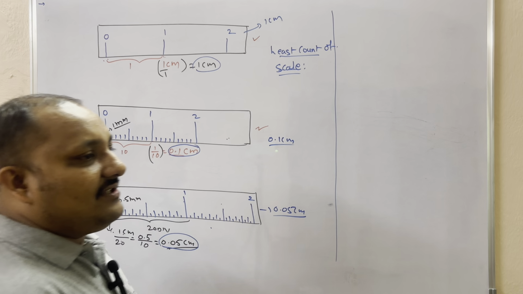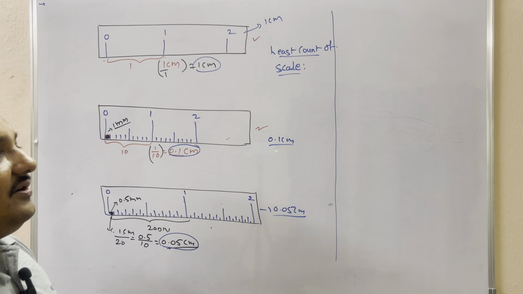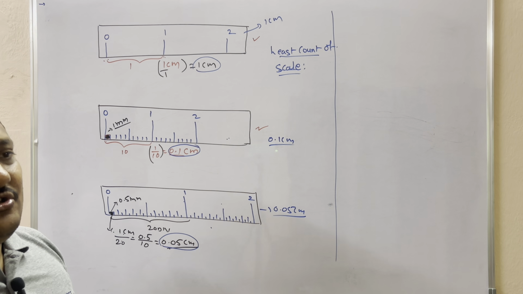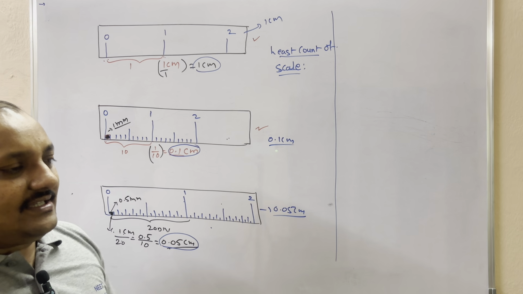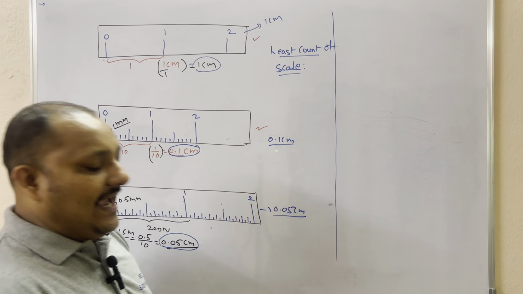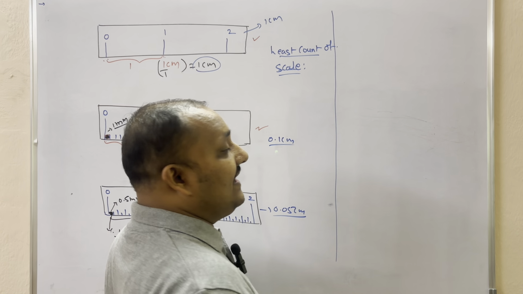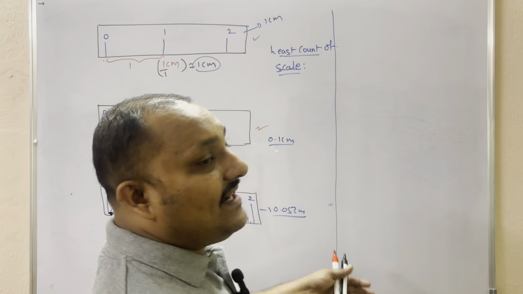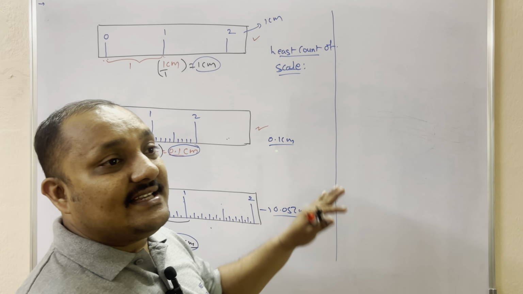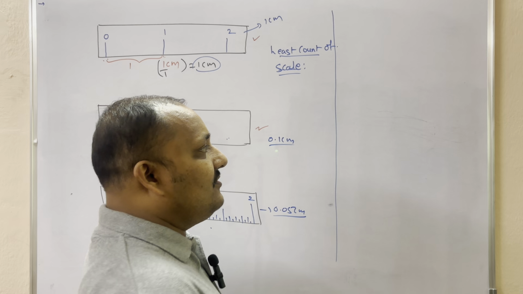How are we going to take this in? Mainly, we are going to use vernier calipers and screw gauge. In this, we will discuss only vernier calipers. Now, what is the least count of vernier calipers? On vernier calipers, how many scales will be there? You people should come to know.